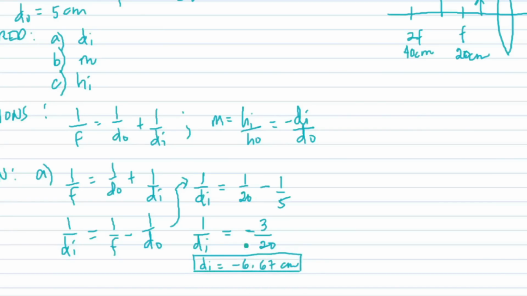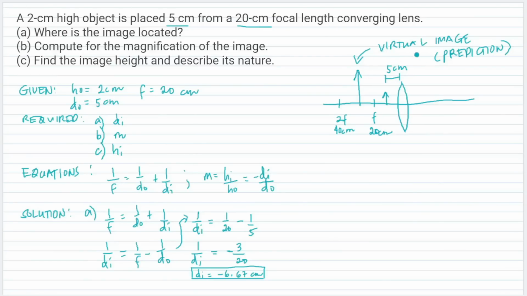Again, what does a negative sign in DI mean? It means that your image is virtual or the image is of the same side as your object. So, ibig sabihin, our prediction that your image is virtual would be correct. Ngayon, titingnan na lang natin kung saang position ba nakalagay talaga ang ating image. Okay, so although tama yung ating prediction na virtual yung image, mali yung ating position kung saan natin siya nilagay. Kasi sabi, 6.67 centimeters siya virtual. So, dapat malapit lang siya sa position ng ating object. And in between F and our lens.